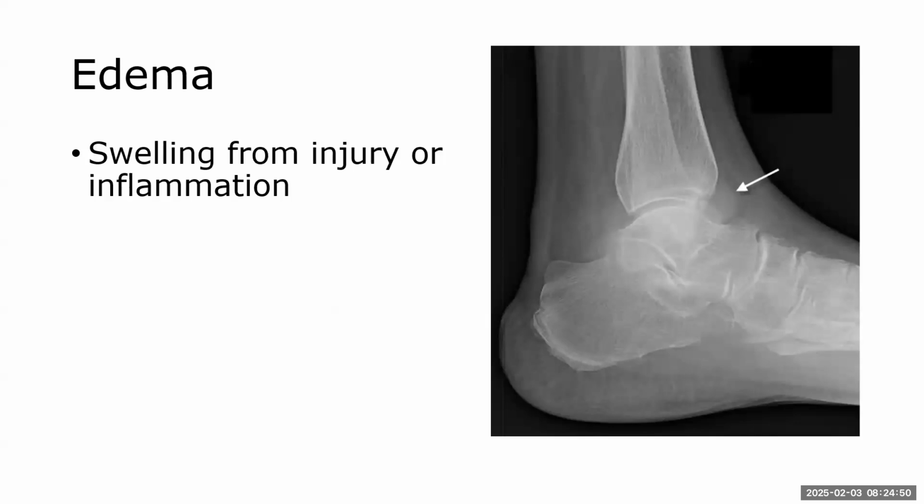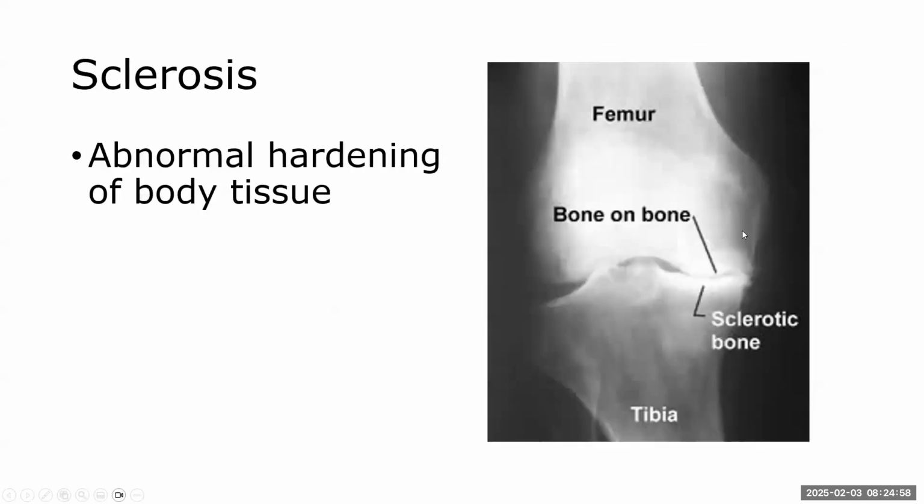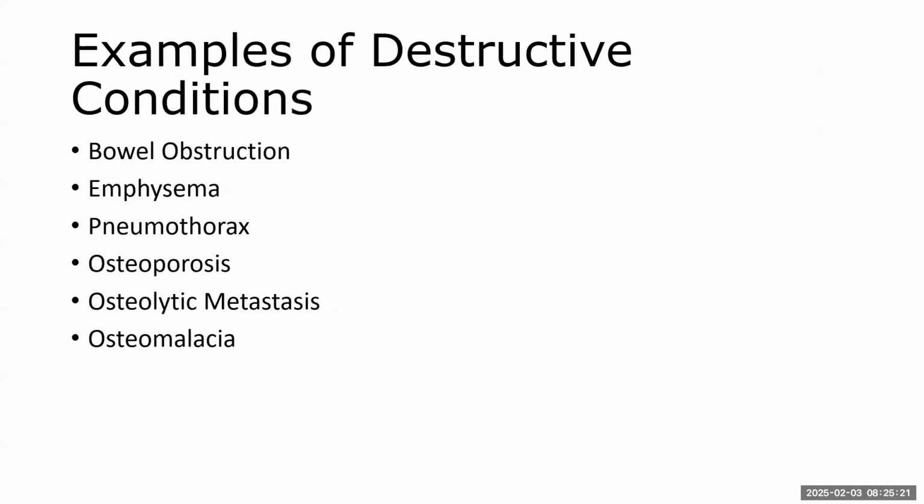Edema is what we just talked about, swelling from injury or inflammation. You can see right here the extra swelling in this ankle. Sclerosis is abnormal hardening of the body tissue. Quite often when you're at the ortho places doing standing knees, they'll look a lot like this because they're sclerotic, they're bone on bone. You see how very white those edges of the bone are? That's the abnormal hardening that happens in a lot of people as we age.